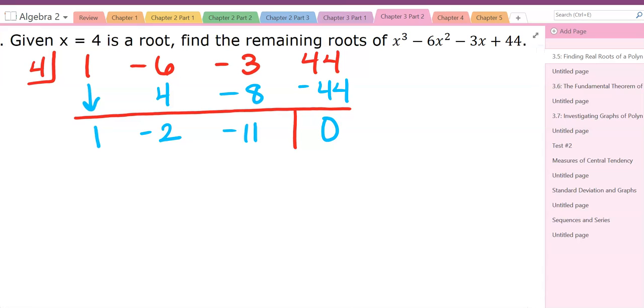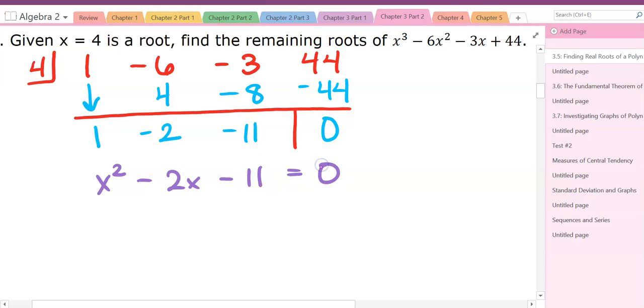Okay, so let's write this as a depressed polynomial, because it goes down 1 here. So it started x to the third, our problem did. So this one's going to start x squared. Now it's 1 x squared or just x squared. You don't have to write the 1 in front. Minus 2x minus 11. And we're thinking this is being set equal to 0 now.